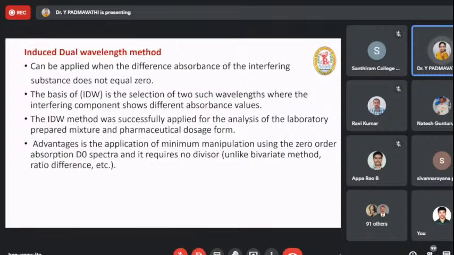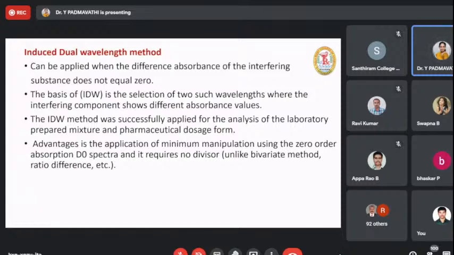The conventional dual wavelength method is based on the condition that the absorbance of the interfering compound, Y, at the two wavelengths shows the same absorbance. If you calculate the difference in absorbance, it is 0. Then it's easy, right? When you can calculate and subtract, the dual wavelength method is successful. But the induced dual wavelength method is with a slight manipulation of spectral data.